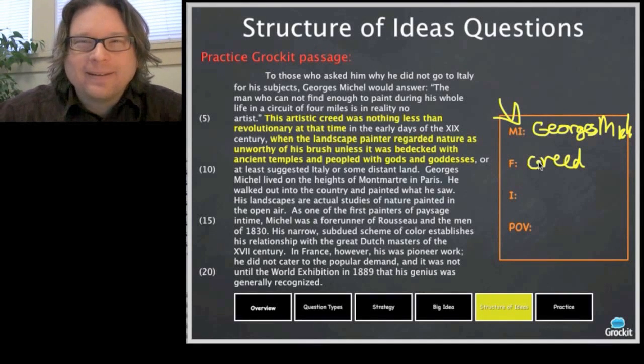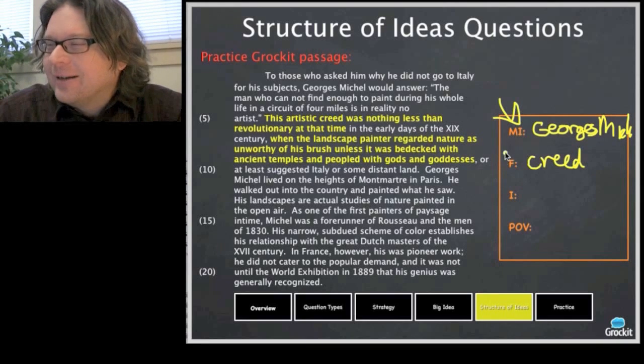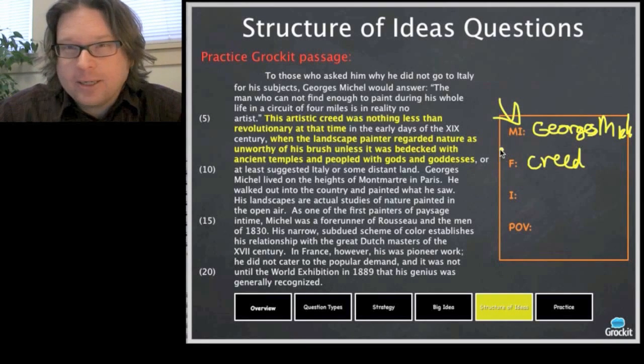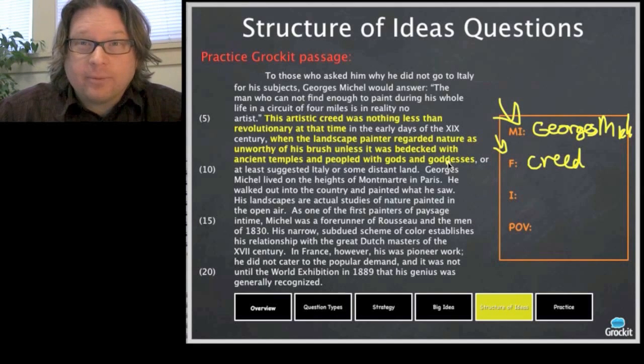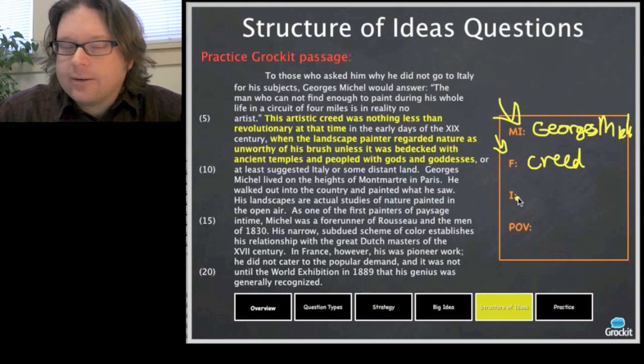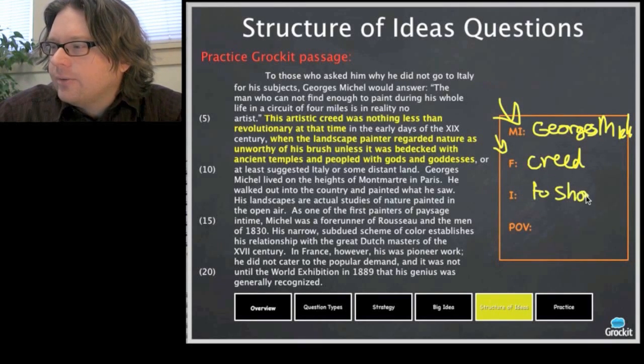Okay, so definitely, main idea was this dude. Using the very formal scholarly terminology, this dude. Okay, so this artist, the focus was his approach, which was apparently pretty revolutionary. And I would say that the intent was to show that this guy was revolutionary.